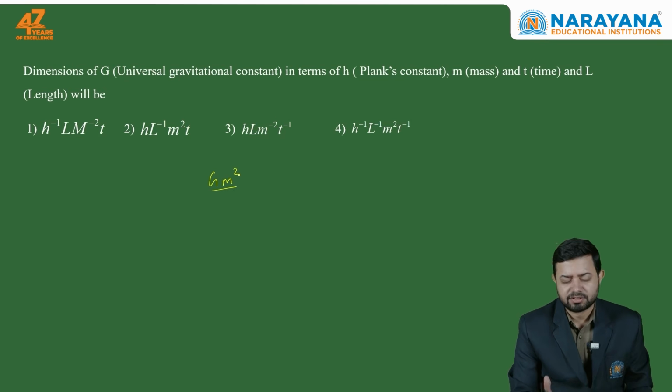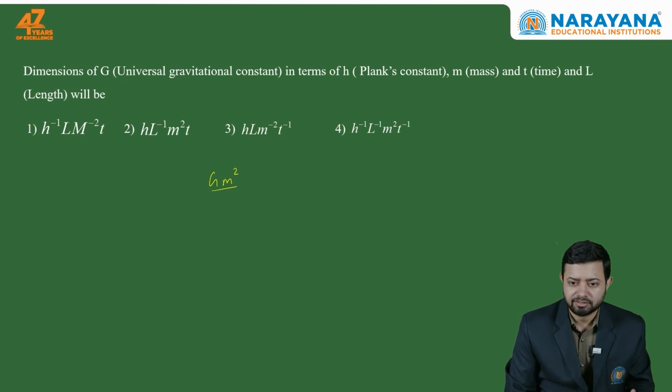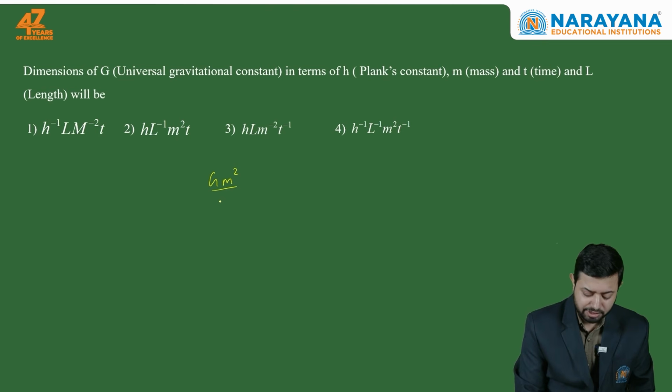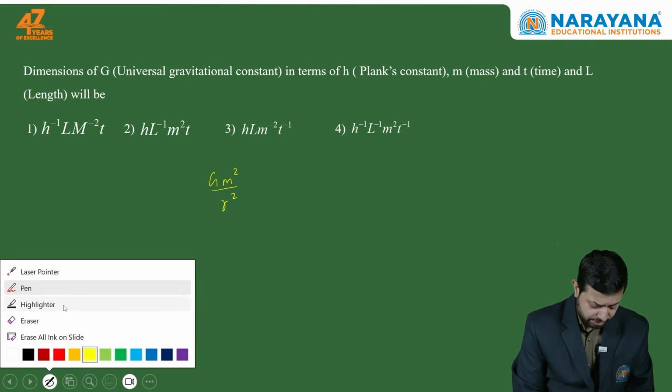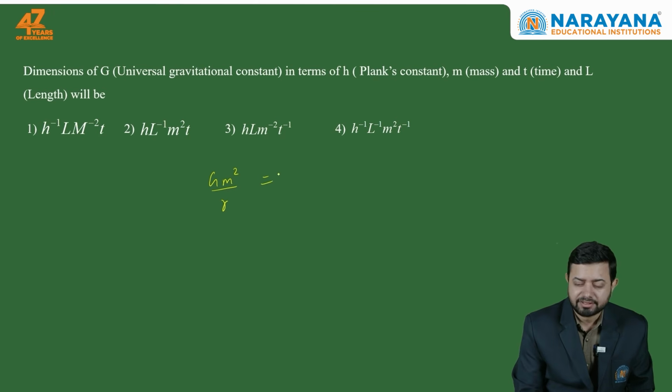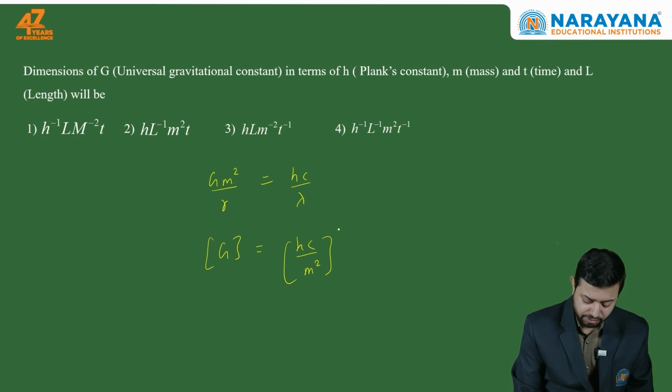I'm taking the masses as equal, we are just involving the dimensional case, that's why. So G m1 m2 by r squared, sorry, G m1 m2 by r, okay. And then this has to be equated with the hc by lambda energy, okay. If I do it, lambda is again a length only. So G m1 m2 by r and hc by lambda are dimensionally the same, so we can say the dimension formula of G is nothing but hc by m squared, where m is mass here.